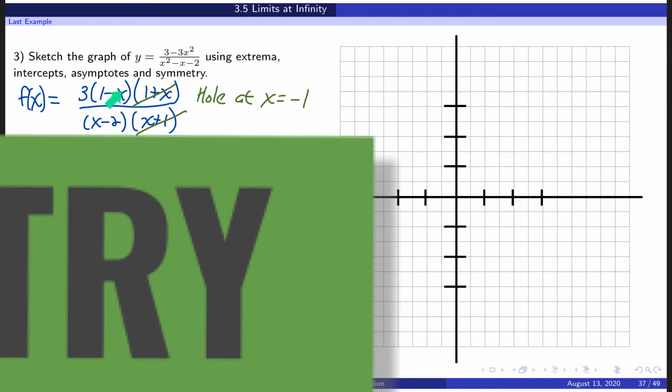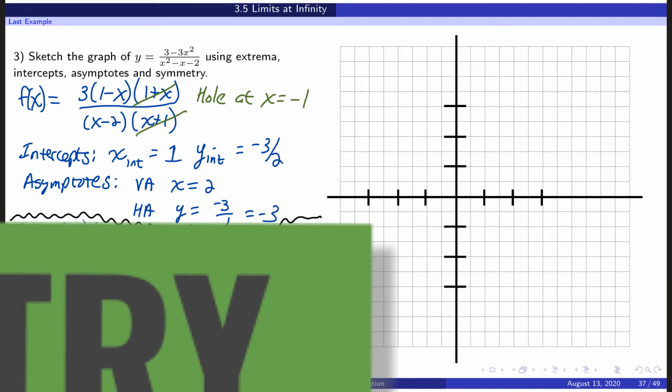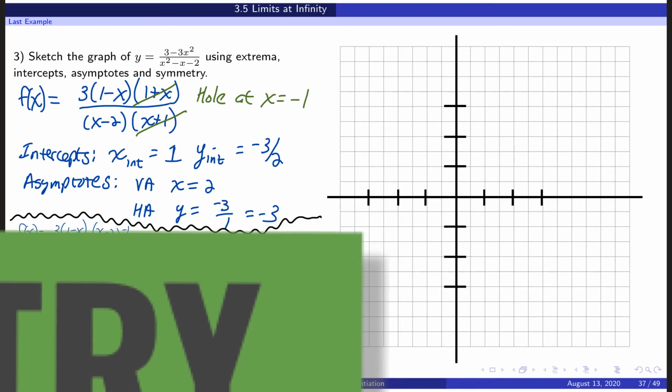Well, we already found the x-intercept, the root of 1. All of that together is this. Intercepts at 1, y-intercept -3/2, vertical asymptote at x equals 2, and if you let x get large in this version here, as if you divide everything through by x squared, you wind up with a result of -3 as your horizontal asymptote.